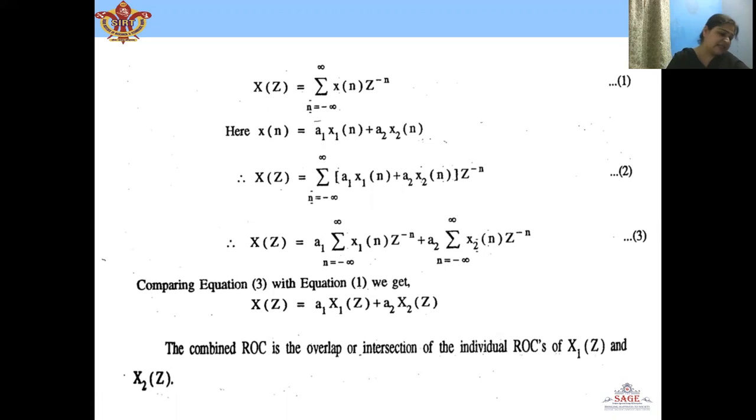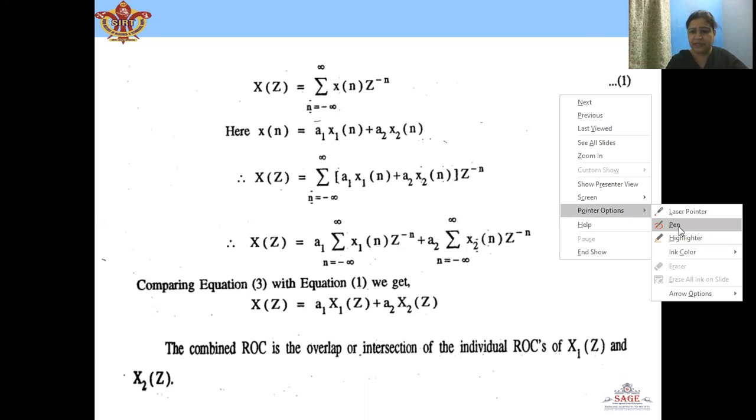Here, in the linearity property, the combined ROC is the overlap or intersection of the individual ROCs of X1(z) and X2(z). That means if I want to find the ROC of the signal X(z), then I have to find the ROC of X1(z) and the ROC of X2(z), and then the common region of the two ROCs will form the ROC of X(z).